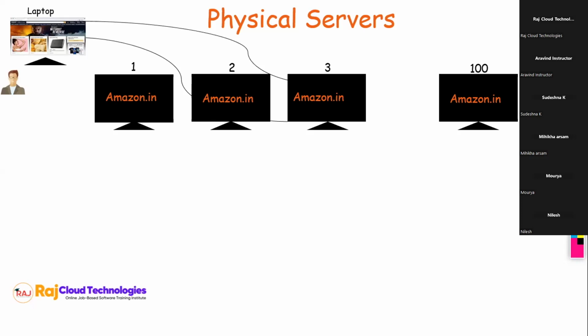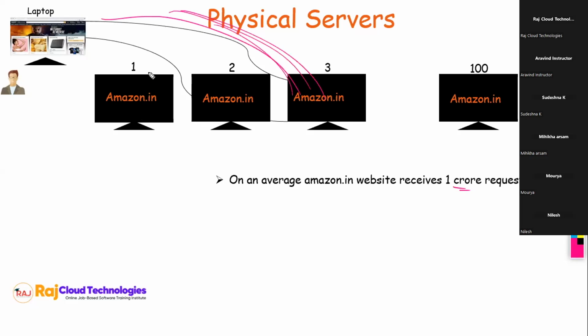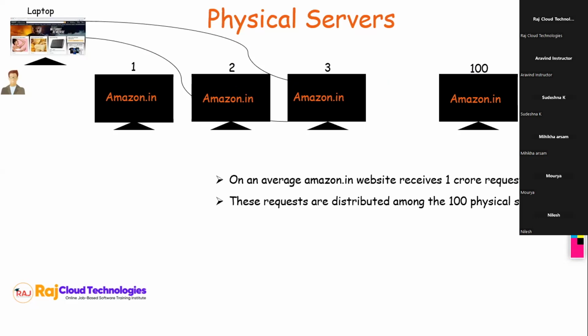In India, there are 140 crore people. Not only this one person is accessing the application, right? Some lakhs of people will access this website. Let's say on an average, this website receives 1 crore people per day. The 1 crore requests will be distributed among these 100 servers. Not all 1 crore requests will go to one server. Each server will take about 1 lakh requests, load the application and send the responses to the users. So all the requests will be distributed among the 100 servers.